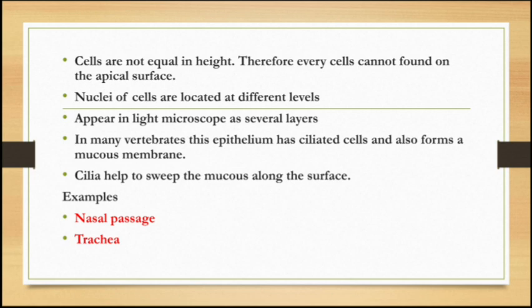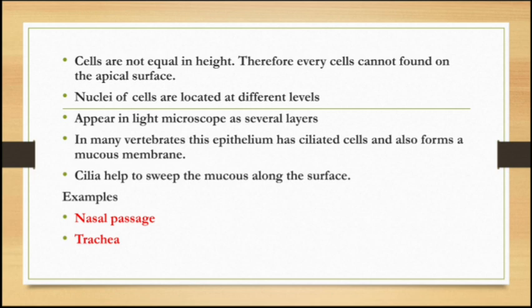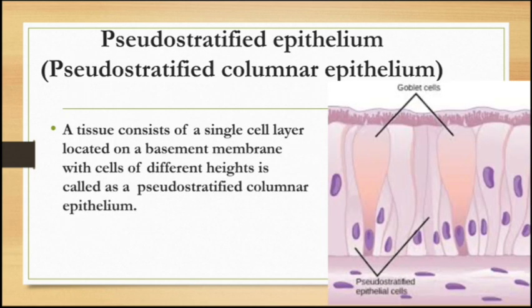In many vertebrates, this epithelium has ciliated cells and also forms a mucous membrane. In this diagram, this is a ciliated epithelium, and we have also labeled the goblet cells. Goblet cells produce mucus. Cilia help to sweep the mucus along the surface. For example, in our respiratory tract, the nasal passage and trachea also contain this pseudostratified columnar epithelium.